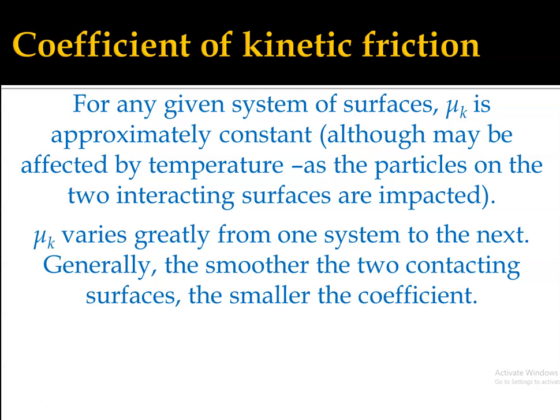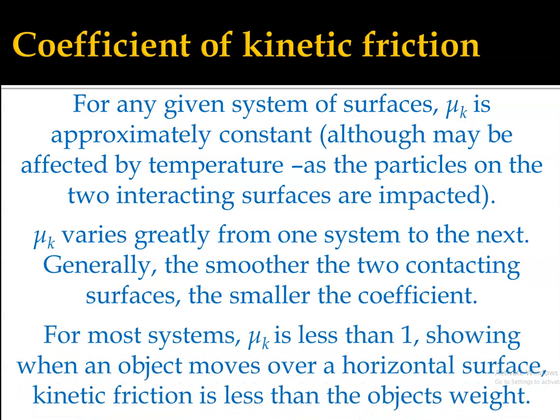So the coefficient of kinetic friction varies greatly from one system to the next, hugely. Generally, the smoother the two contacting surfaces, the smaller the coefficient of kinetic friction. So for most surfaces, the coefficient of kinetic friction is less than 1. And what this tells us is that when an object moves over a horizontal surface, the kinetic friction, the amount of force that it takes to keep it sliding, is less than the amount of force it would take to lift it. It's less than the object's weight.